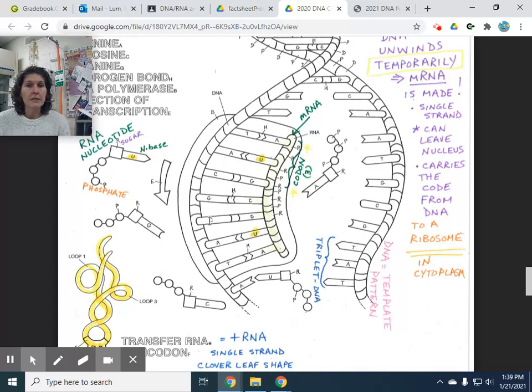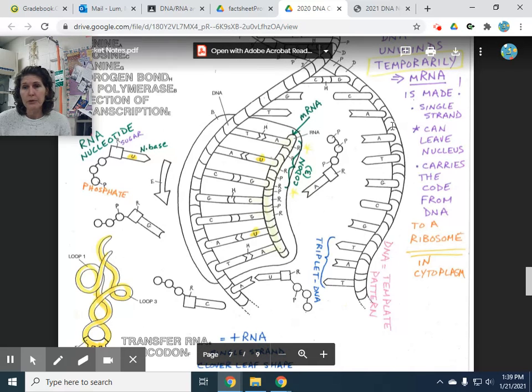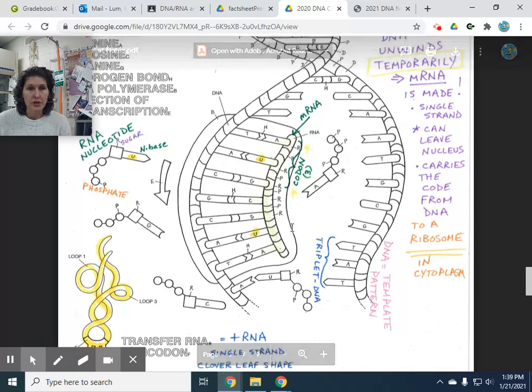Guanine goes with cytosine, cytosine goes with guanine, adenine goes with uracil, and it would keep going all the way down. Eventually, we hit that stop region. This single strand breaks off and exits out the nuclear pores. My original DNA starts bonding right back together again, those hydrogen bonds.